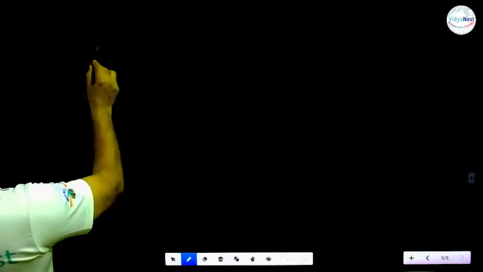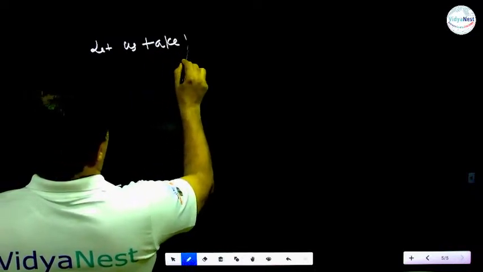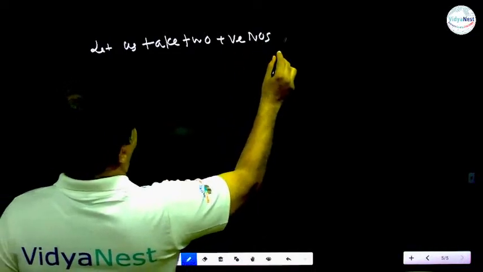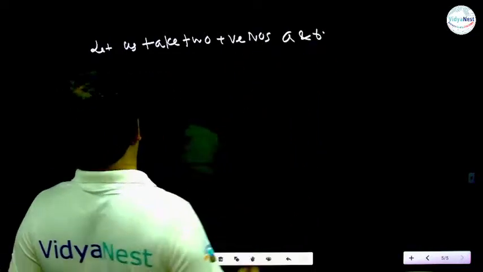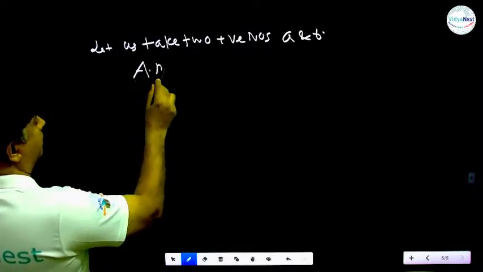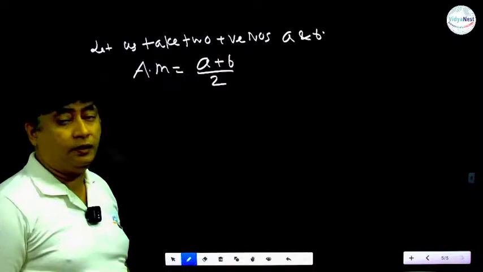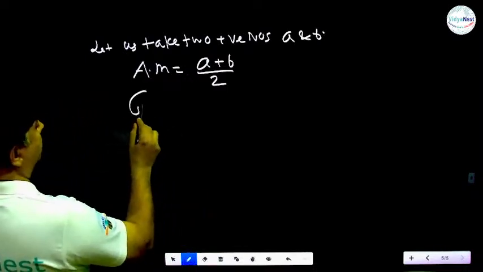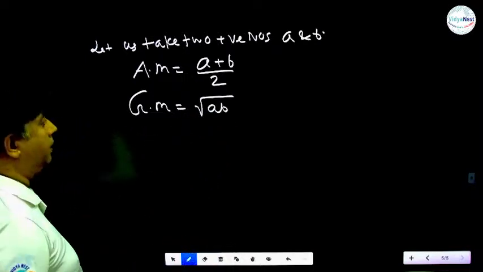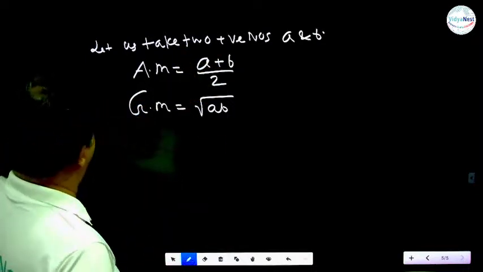Let us take two positive numbers A and B. ठीक है? तो इसके अरिथमेटिक मीन क्या होगा? A plus B by 2. इसका जियोमेट्रिक मीन क्या होगा? Root AB. Now, let us subtract the second one from the first and see the outcome.